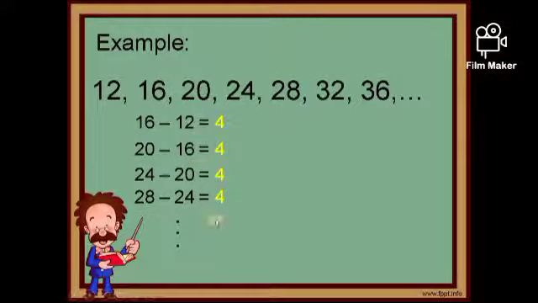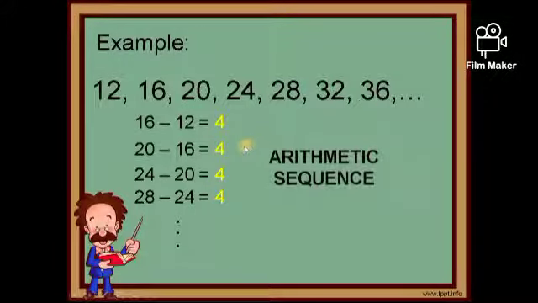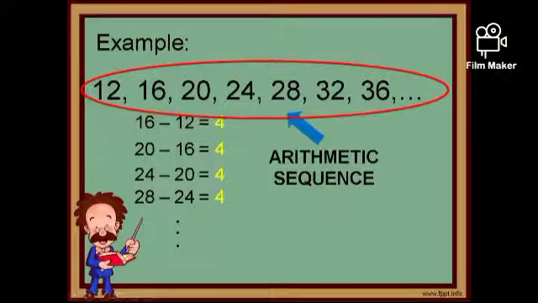Now, since they have a constant difference, because every time I subtract two consecutive terms of the sequence, I get the same answer, this sequence is what we call an arithmetic sequence. So this kind of pattern is what we call an arithmetic sequence. Now, what do you call this? This is the constant difference, or simply the common difference, also denoted as small d. Okay?